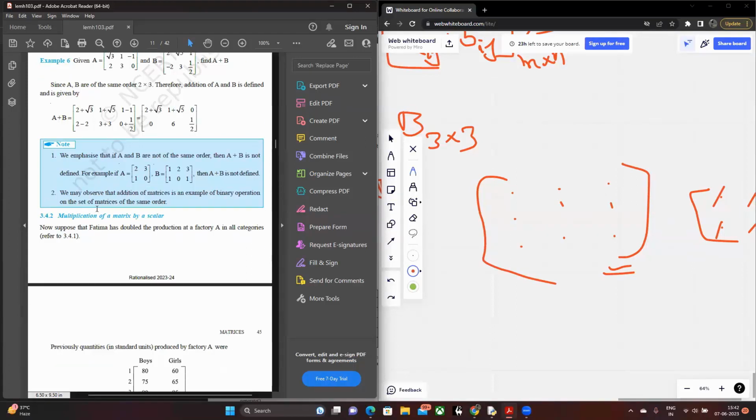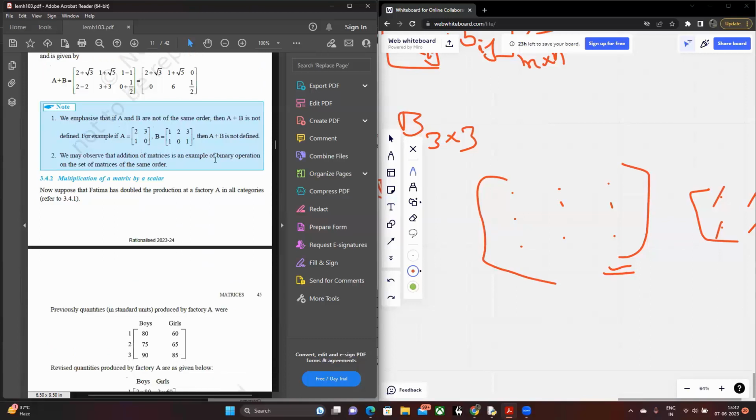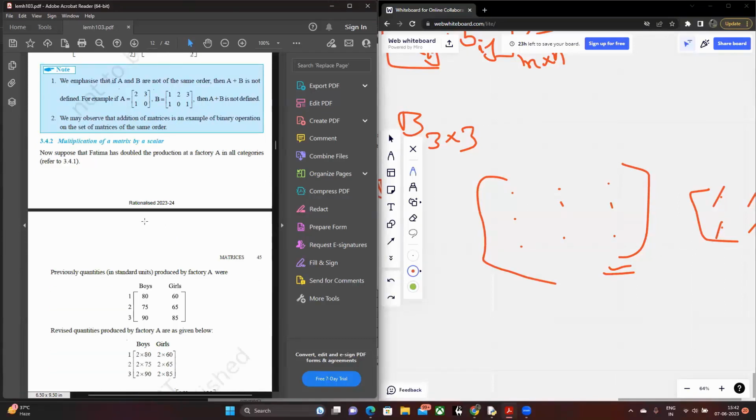Otherwise, it's just a note, and you can just take notes on it because you would have read about binary operations in sets and functions. I think that's chapter 1 of them. I'm not sure. But yeah, you'll know what a binary operation is. You'll know what a set of matrices is. And if you form an infinite set of matrices of the same order, you'll see that this addition of matrices is going to be a binary operation on that set.